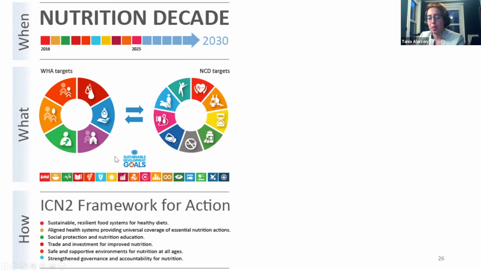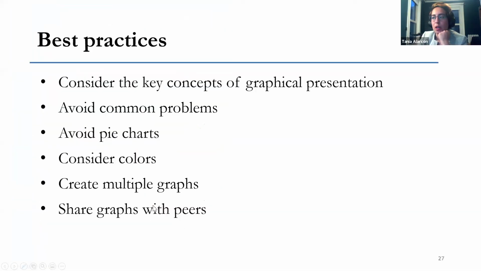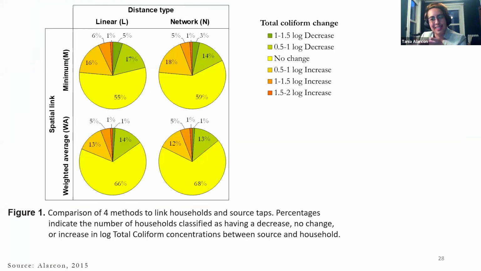Understanding what this figure means is actually really challenging because of the use of colors and because there's a lot of missing information. So really important to consider colors. The other thing I would say is create multiple graphs, as I mentioned, and share graphs with peers. So because I like to do what I recommend you to do, I'm going to show you the worst figure I've ever created. And here it is.